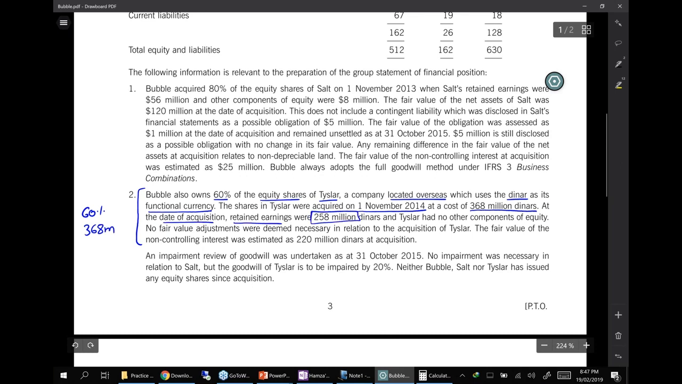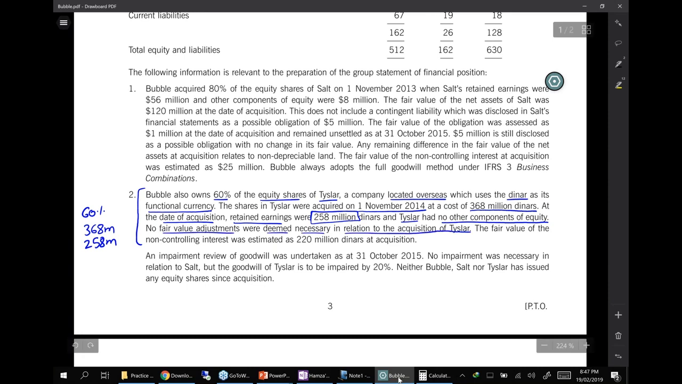So 258 is relevant for us. And T had no other components of equity. So the other components of equity is zero at both the acquisition and the balance sheet date. No fair value adjustments were deemed necessary in relation to the acquisition of T. So there are no fair value adjustments. The fair value of the non-controlling interest was estimated at 220 million dinars at the date of acquisition.